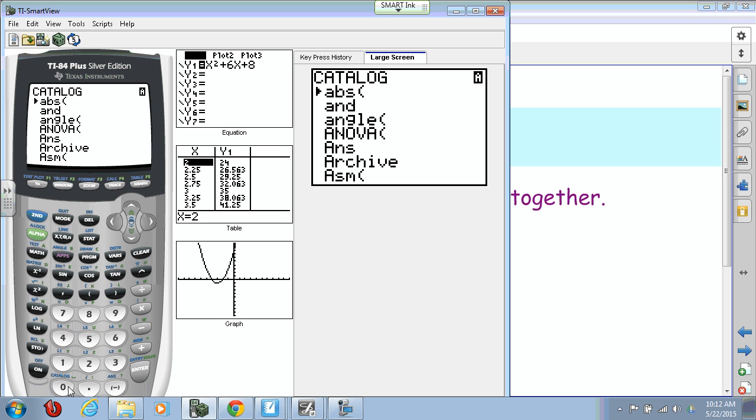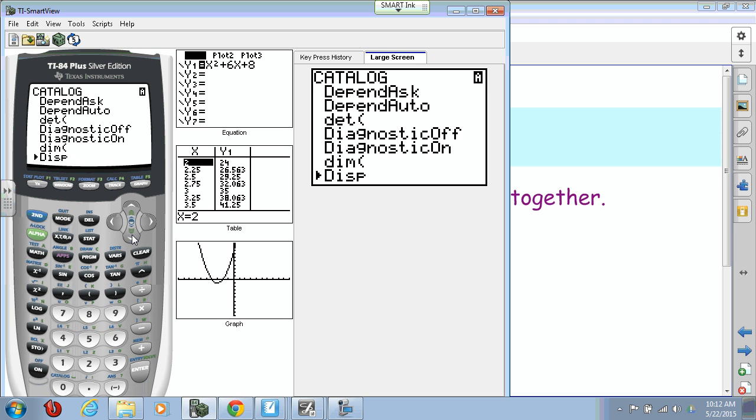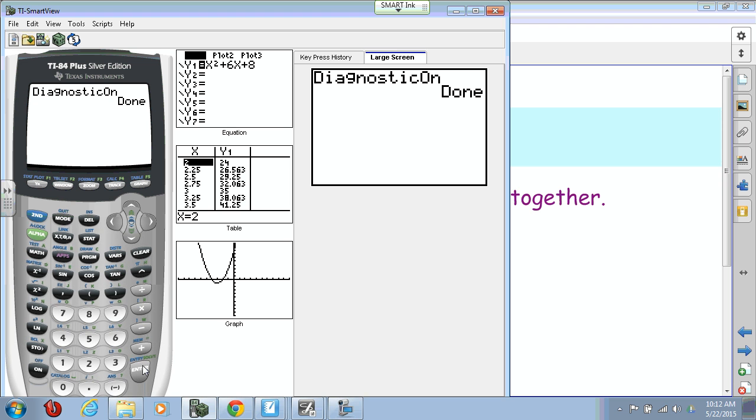I'd like you to press the letter D. It's just green. And it takes you down to all the D's. The D is right here. With me? Okay. I want you to arrow down to diagnostics on. Make sure your little triangle's next to diagnostic on. Press enter twice. It should say done. Beautiful. No, I said syntax error. How many times did you press it?